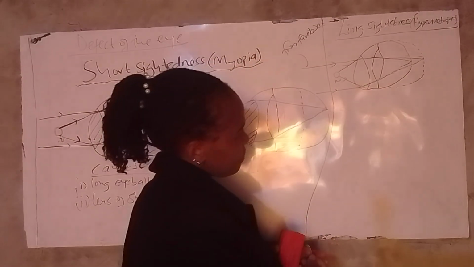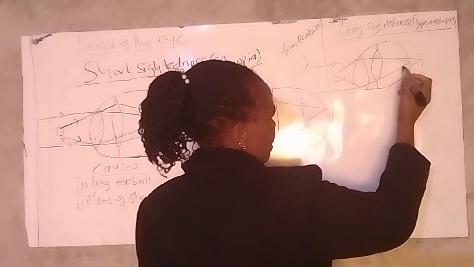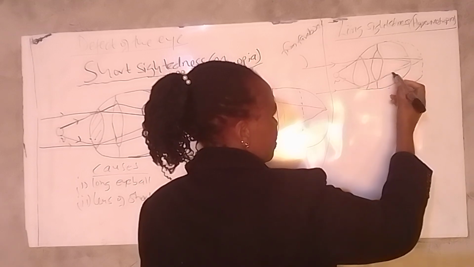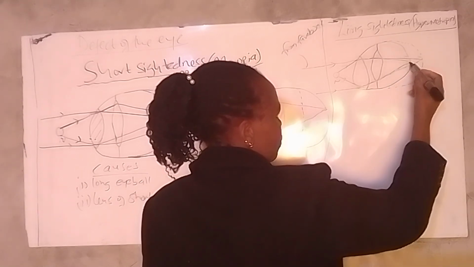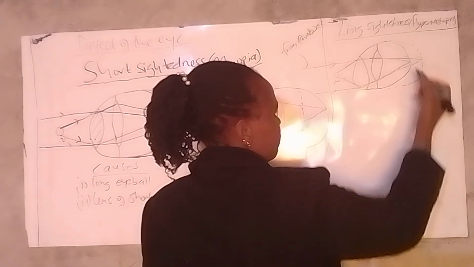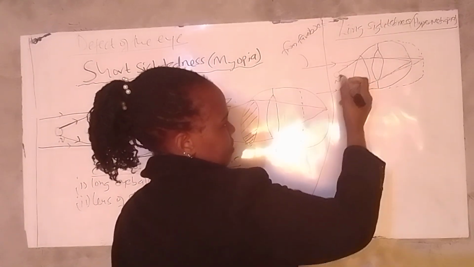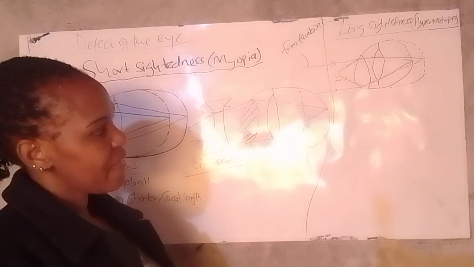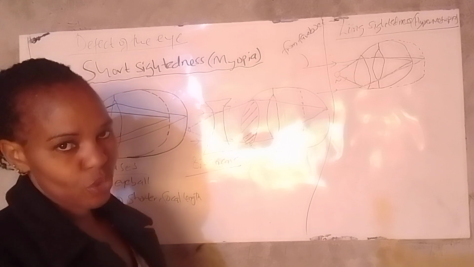So these are rays from an object that is far. This ray is coming from a far object. It converges at the rightful place where we have the retina. But the one that is coming from a near object, that one converges behind the retina, where the actual retina should be, but is not.